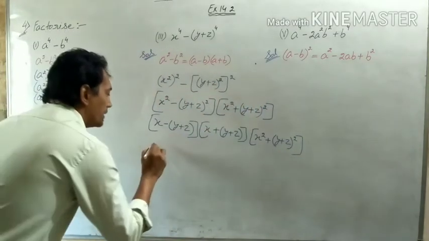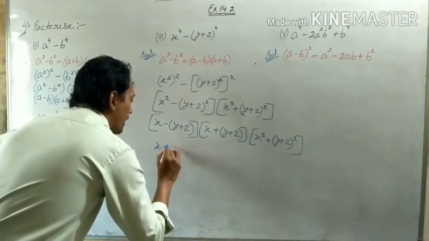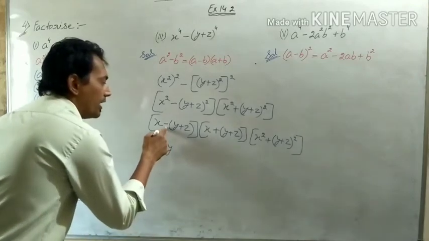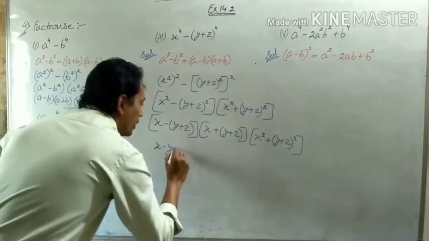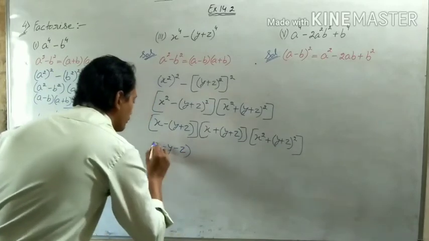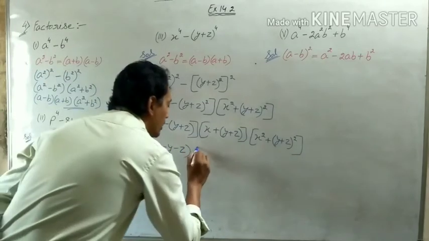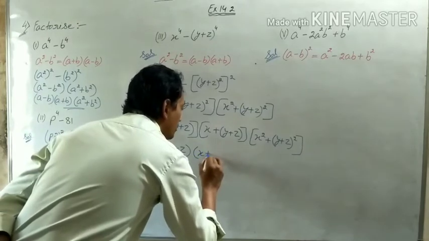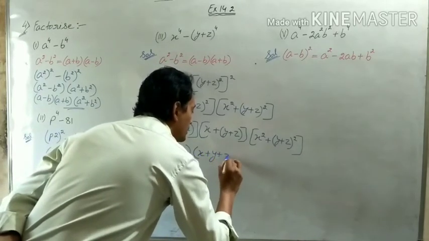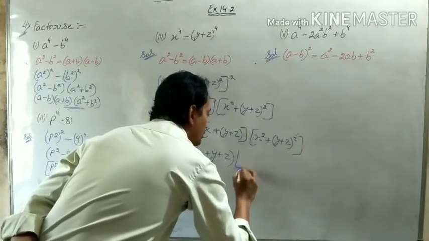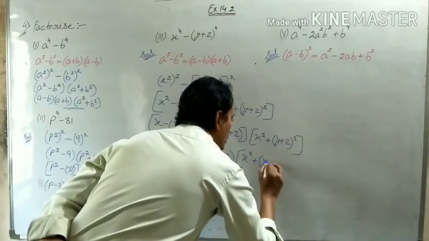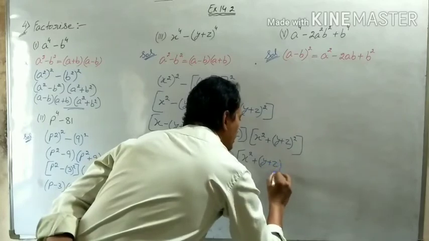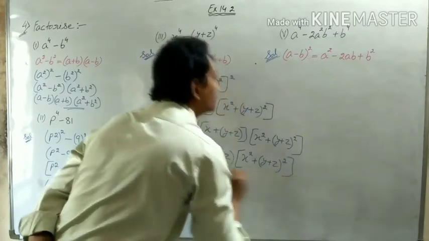We can open the brackets here. We have x minus y, because we have y minus here, it will change the sign here. So again minus z, so x minus y minus z, and here we have x plus y plus z, and the last term as it is, x square plus y minus z whole square.